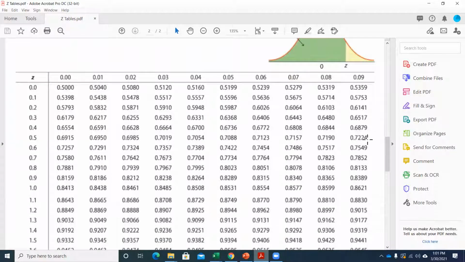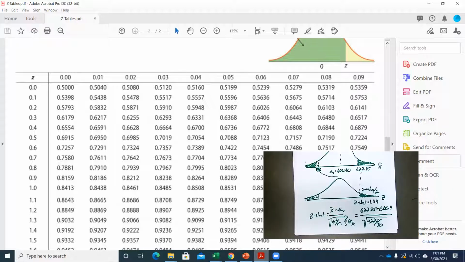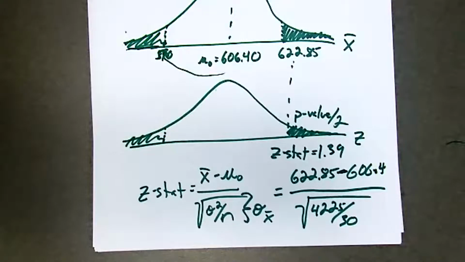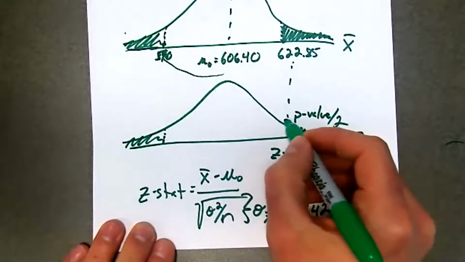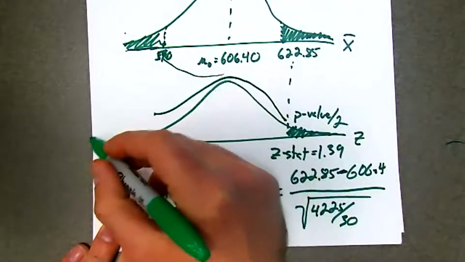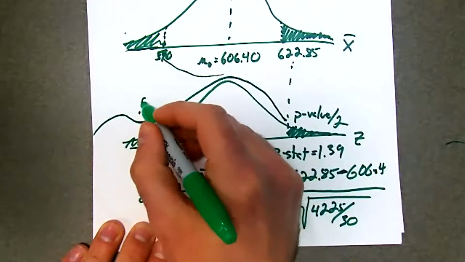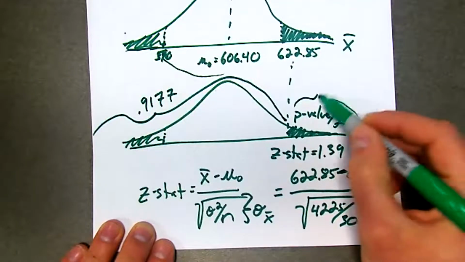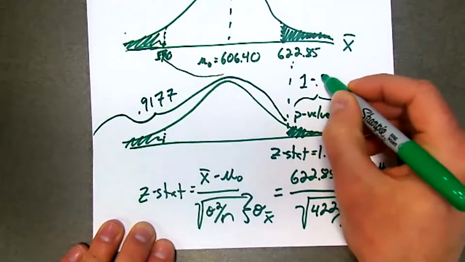1.39, 0.9177. Okay. So 0.9177 is the area to the left of 1.39. Well, I need the area in the tail. So what I was just told was the area to the left of 1.39 is 0.9177. I wanted the area to the right, so 1 minus that.